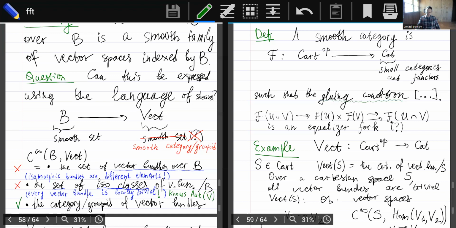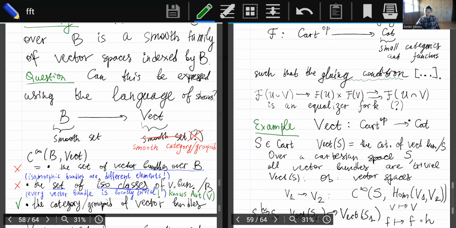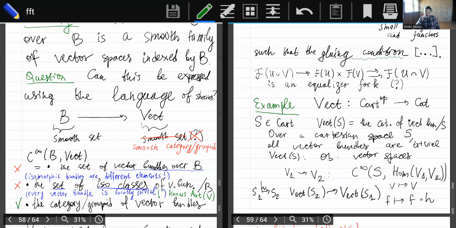But this definition, as it turns out, will not quite be correct, because equalizer forks will have to be replaced with something called a homotopy equalizer fork. But before we go into the details of the gluing condition for smooth categories, let me instead try to give you an example.